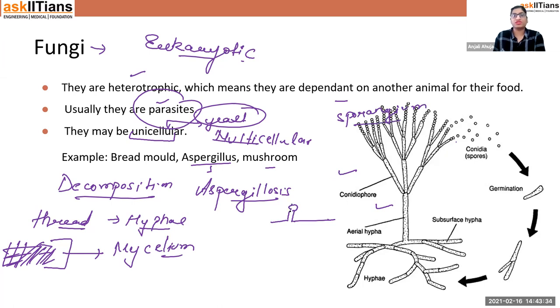Sporangium. Into the sporangium, spores are formed. When there is a favorable condition, the sporangium is going to burst, and all the spores are out. Wherever they go, they germinate and grow together to form new hyphae, new thread-like structures. That's how they reproduce. So they reproduce by spore formation.